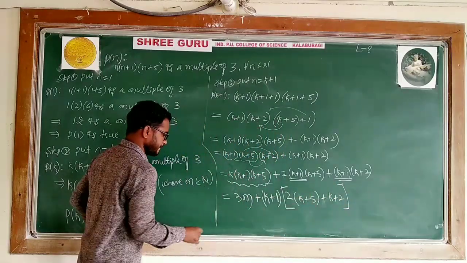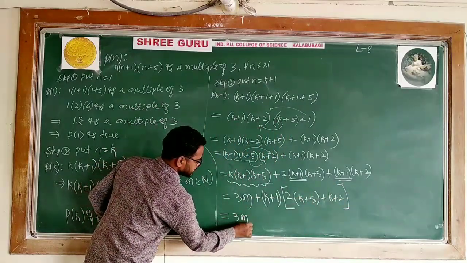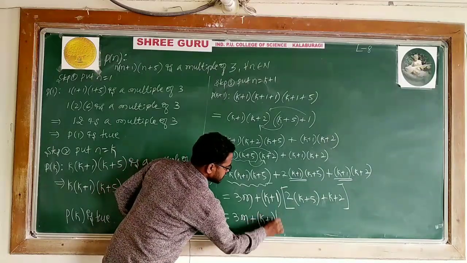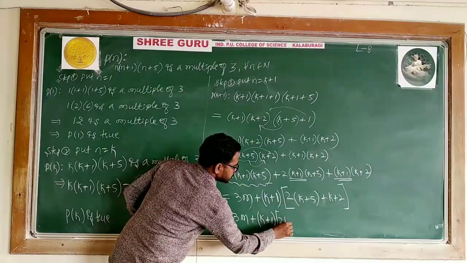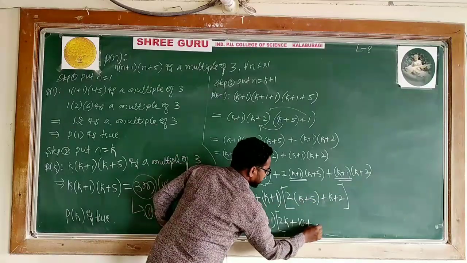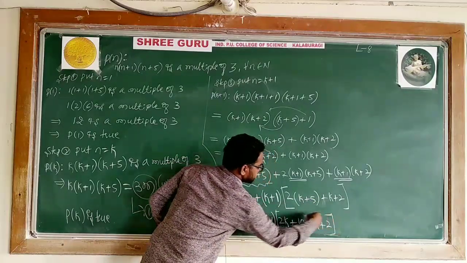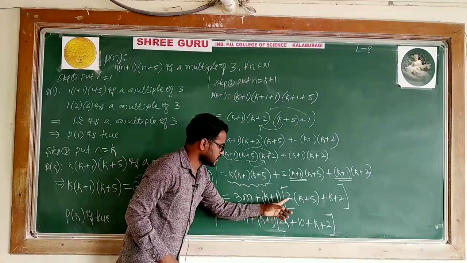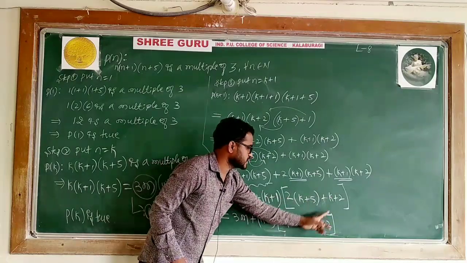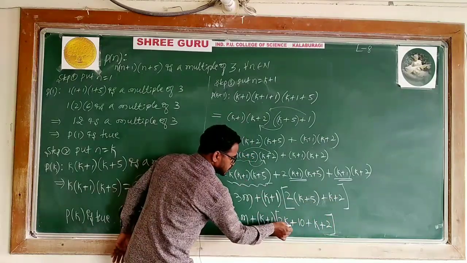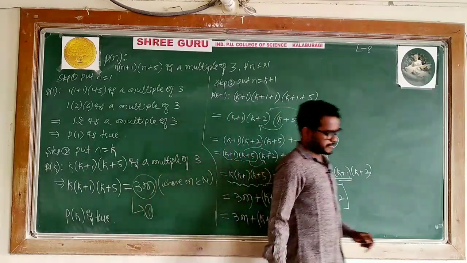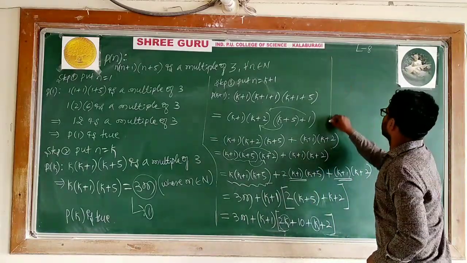Now see there, 3m plus k plus 1. What is here? K into 2, 2k, 2 into 5, 10, plus k plus 2. See there, remains k plus 1, 2 into k is 2k, 2 into 5 is 10, then k as it is, 2 as it is. So can I say 2k plus k is 3k, 10 plus 2 is 12. This I will continue here.